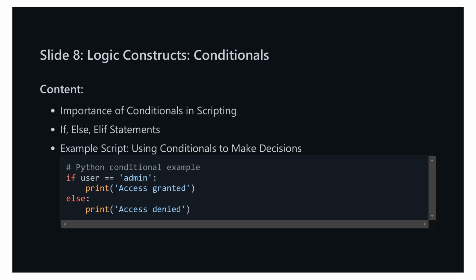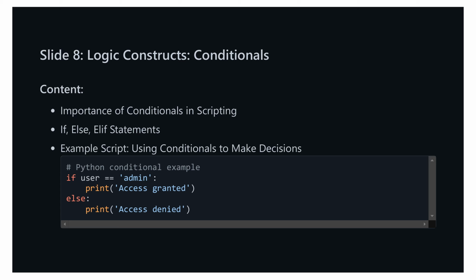Slide 8. Logic constructs, conditionals. Now that we've discussed loops, let's move on to another fundamental logic construct in scripting, conditionals. Conditionals play a crucial role in decision-making within your scripts. They allow your code to execute certain sections based on whether specified conditions are met. In Python, the most common conditional statements you'll encounter are if, else, and elif. For example, consider this script where we're using conditionals to check if a user has administrative privileges.